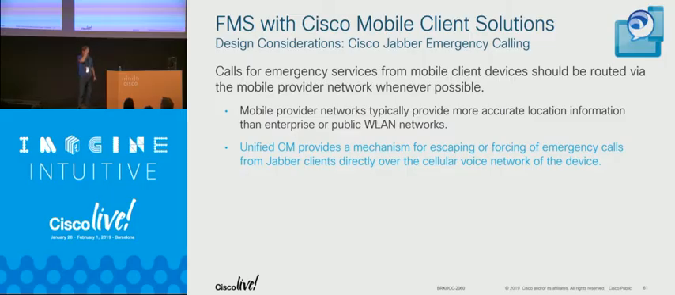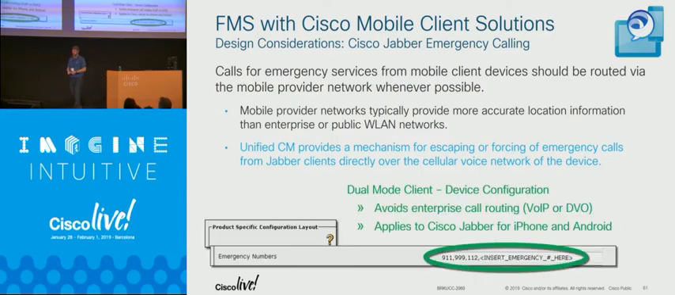And for that reason, we actually have a parameter or a mechanism within the Jabber clients and those dual mode devices to escape or force calls to emergency numbers out over the cellular interface of that device rather than using the IP interface of that device. So there's an emergency numbers field under the product configuration layout for the Jabber device, dual mode devices in Communication Manager. And any numbers that we put in that field will be dialed directly over the cellular interface. So 911, 112, 999, whatever emergency number you may have, you can put those in there. And that way, those will get dialed directly over the PSTN or the mobile network.